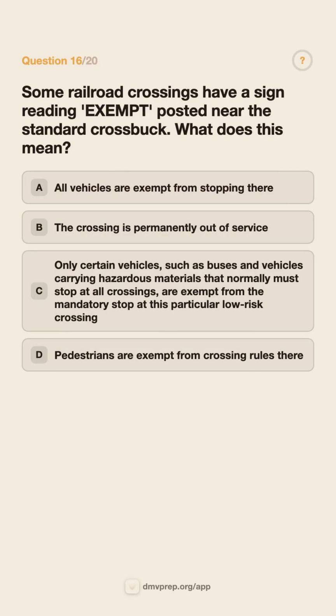Question 16. Some railroad crossings have a sign reading "exempt" posted near the standard crossbuck. What does this mean? A. All vehicles are exempt from stopping there. B. The crossing is permanently out of service. C. Only certain vehicles, such as buses and vehicles carrying hazardous materials that normally must stop at all crossings, are exempt from the mandatory stop at this particular low-risk crossing. D. Pedestrians are exempt from crossing rules there.